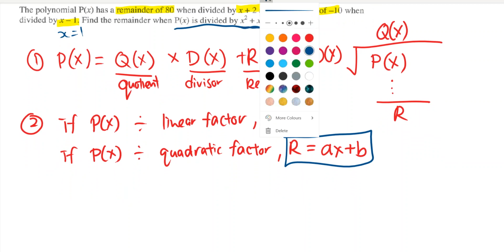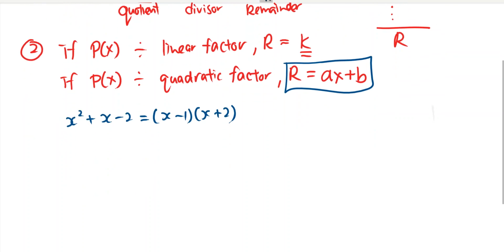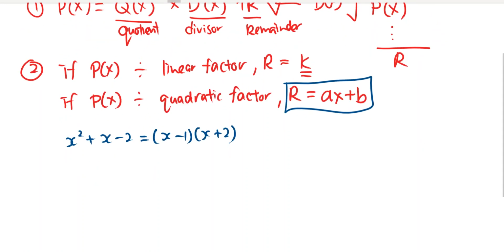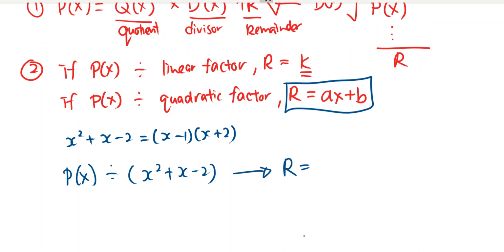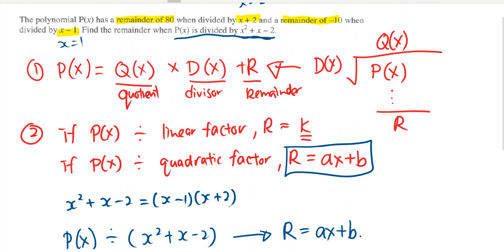Now let's start our working proper. You realize that if you are given x squared plus x minus 2, and when you factorize this, it will give you (x minus 1)(x plus 2), which happens to be the two linear factors they gave you at the top. So now P(x), when divided by x squared plus x minus 2, remember I told you, will give you the remainder, which is equal to ax plus b. Now what you need to do is to put in 1 and negative 2 into your function.